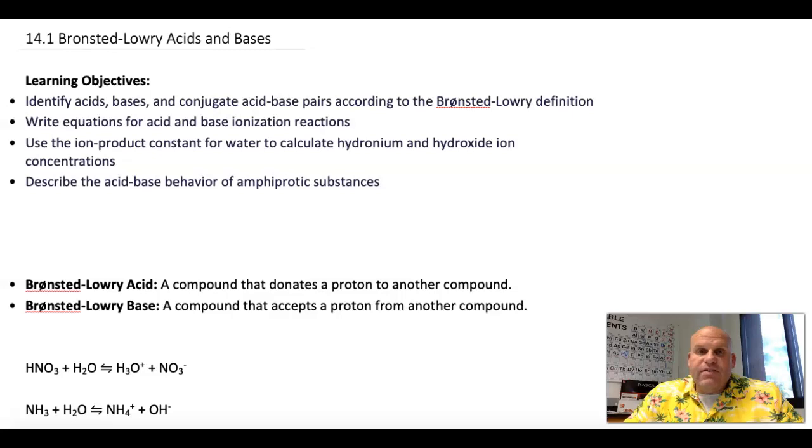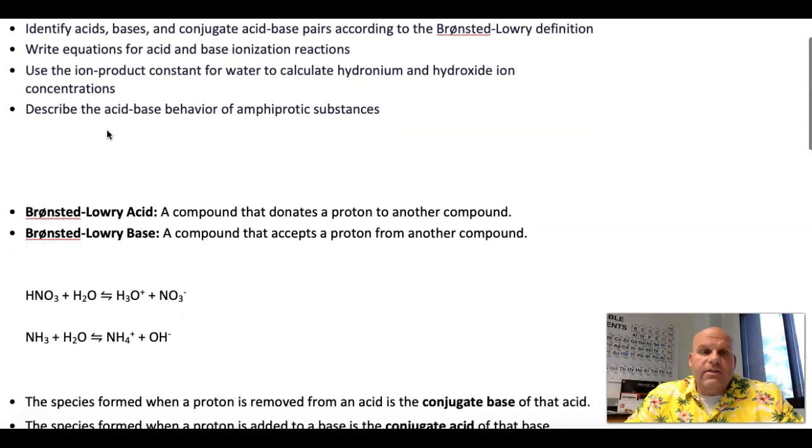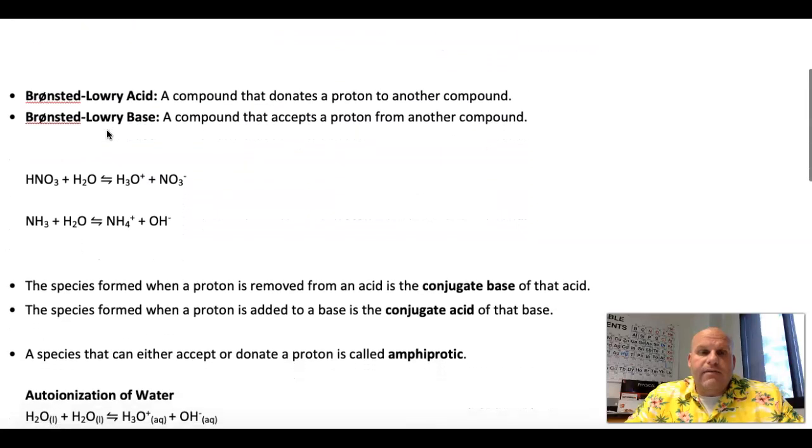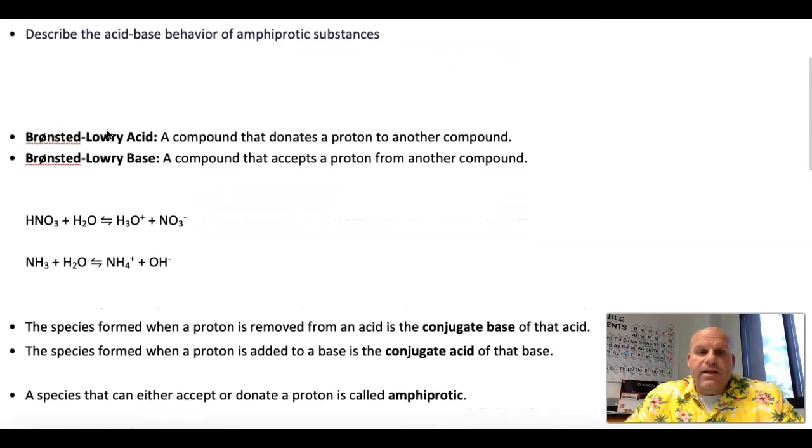The learning objectives are listed here for you, so please pause the video and copy these in your notes. Our first task in this unit is to identify the acid and base in a reaction, more specifically, the Bronsted-Lowry acid and base. So in order to do that, we first have to take a look at the definition, which you see listed here.